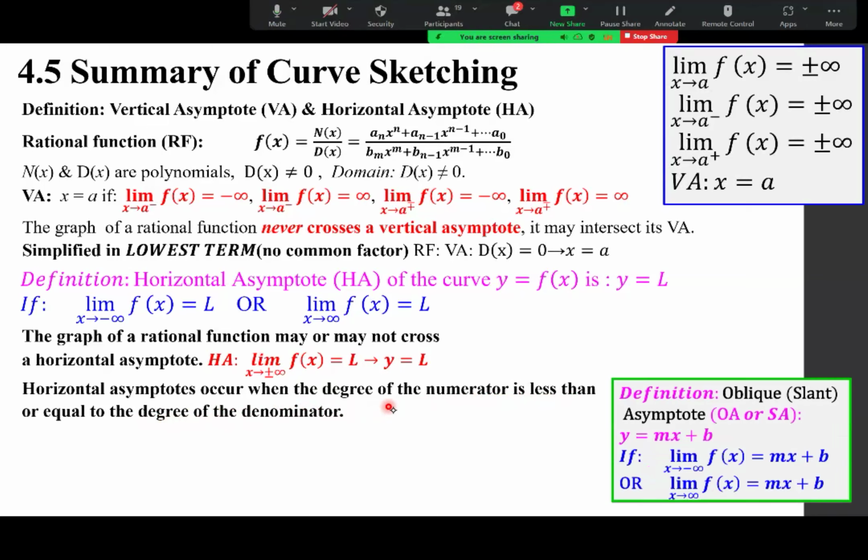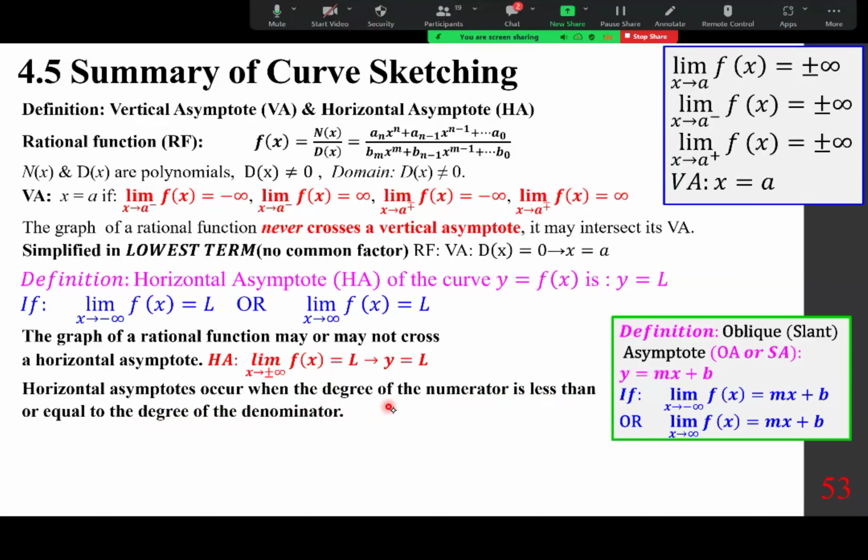So here's the definition of oblique asymptote. OA, or slant asymptote, the equation is of the first degree, y equals mx plus b, if the limit of f of x as x approaches negative or positive infinity is mx plus b. So these are definitions, everybody.